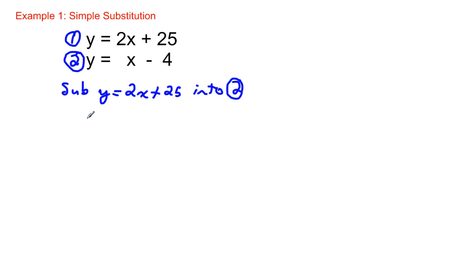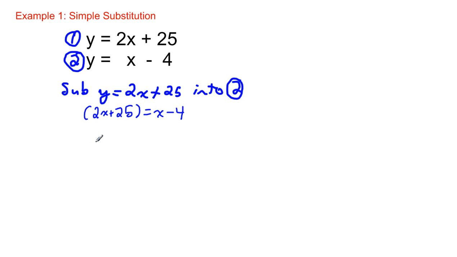that. So what I'm going to do is I'm going to replace where I see y in equation 2 with 2x plus 25. So what I'm going to get is on the left hand side, replacing the y with 2x plus 25, and that is going to equal x minus 4. Now I'm substituting into brackets just to get you into that good habit. In this case, they don't actually add anything, so we can drop them right away.